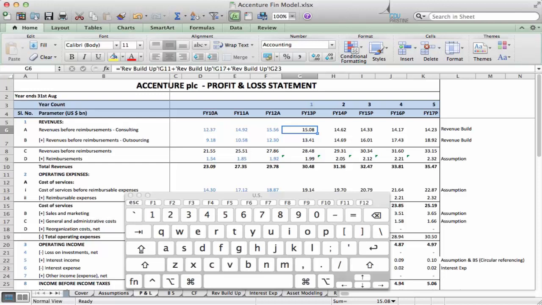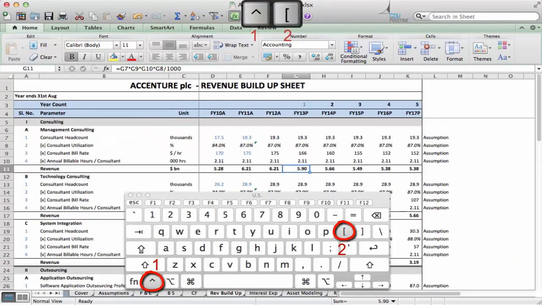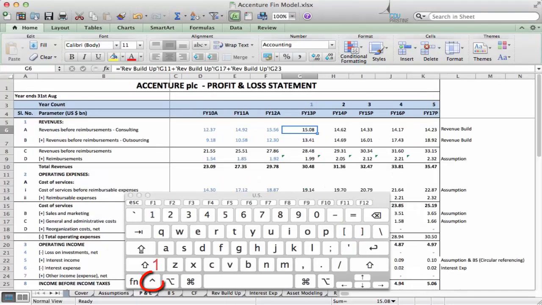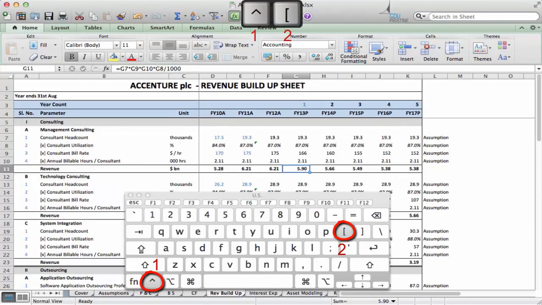Next time you want to go to the source of a data, here is a shortcut for you, press Control plus square bracket, and boom, we are in the cell that is used in the formula. Let's see the magic again. Press Control plus square bracket, and we will reach the cell which is used in the formula.